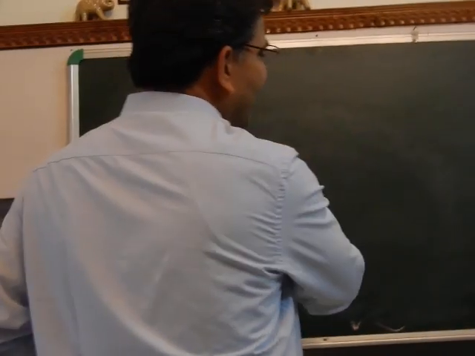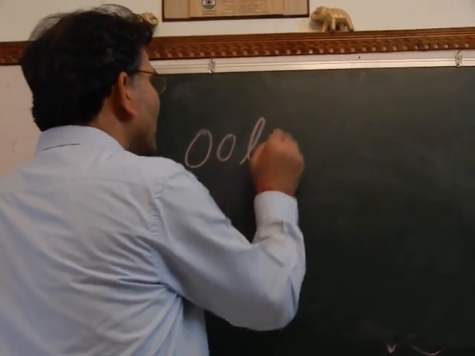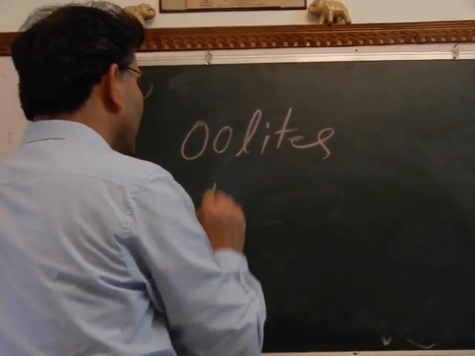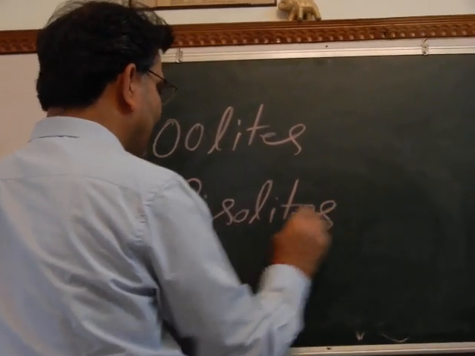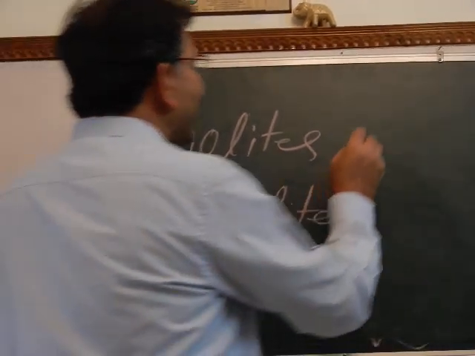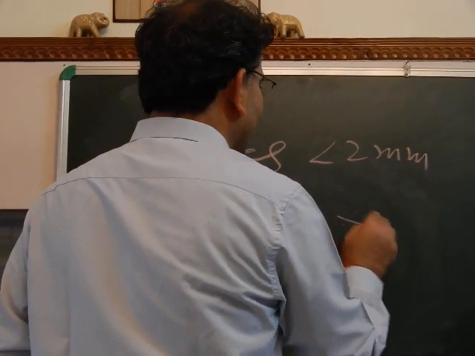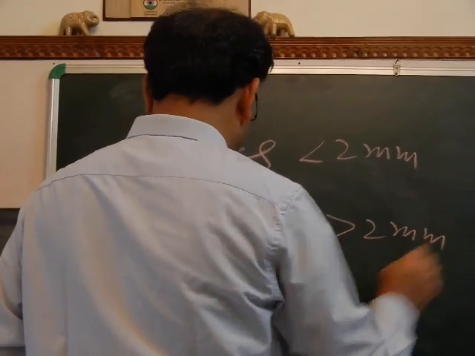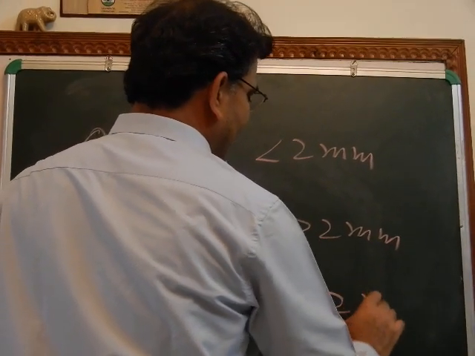In the case of non-clastic sedimentary rock or carbonate rocks, there are two more terms: oolites, pisolites, and pellets. Oolites are less than 2 mm in diameter. Pisolites are greater than 2 mm in diameter. Pellets are again less than 2 mm in diameter.